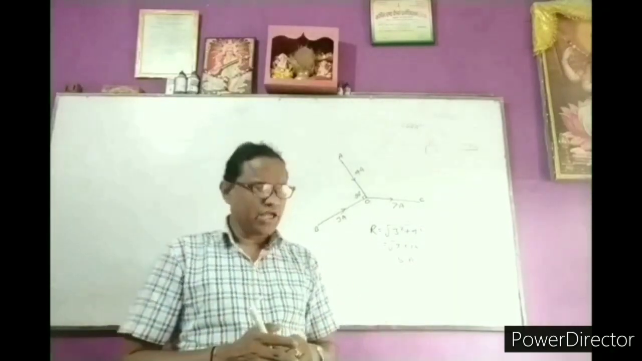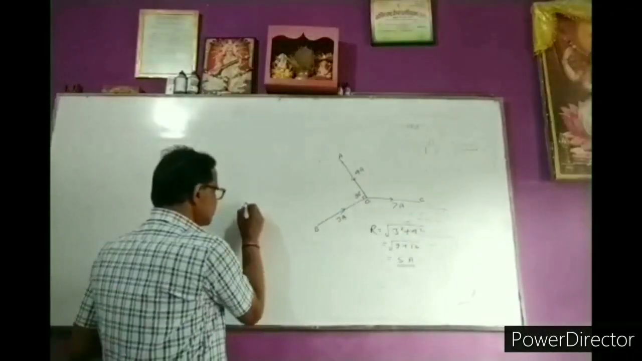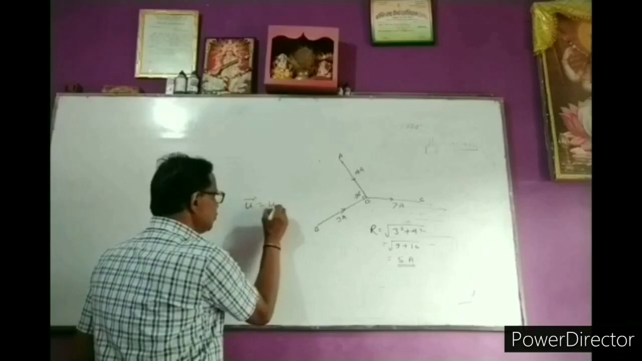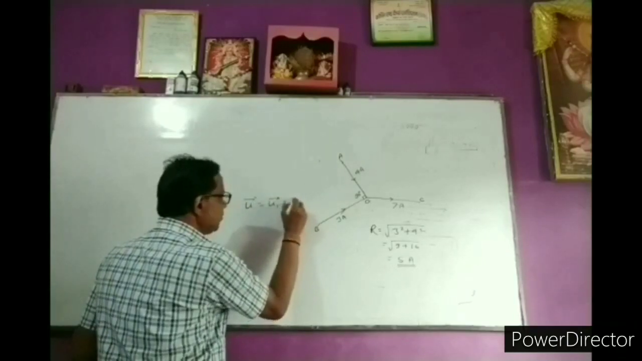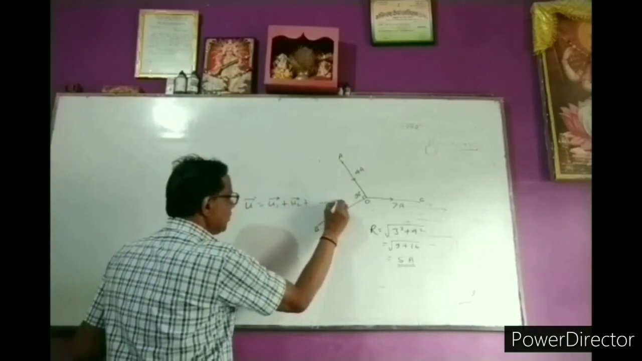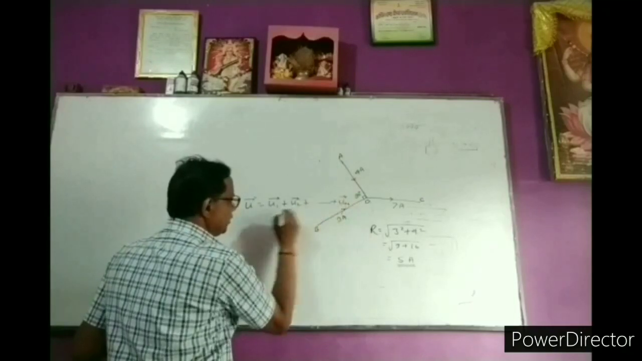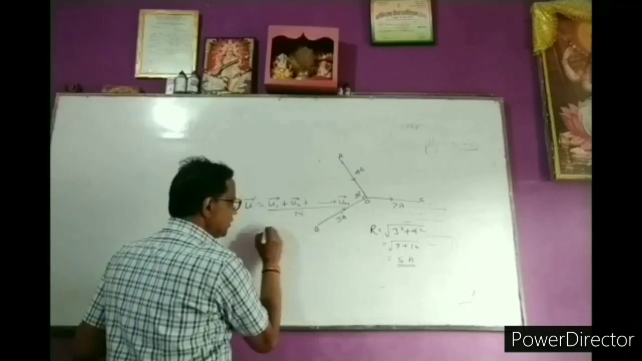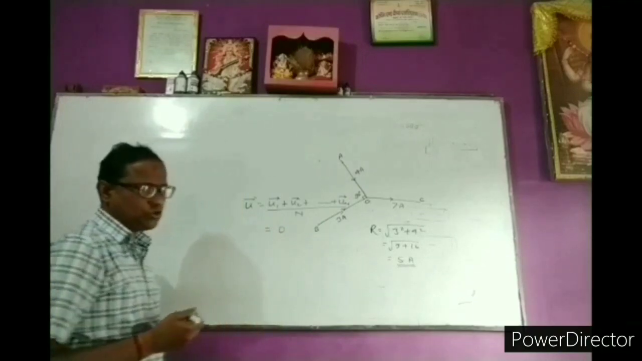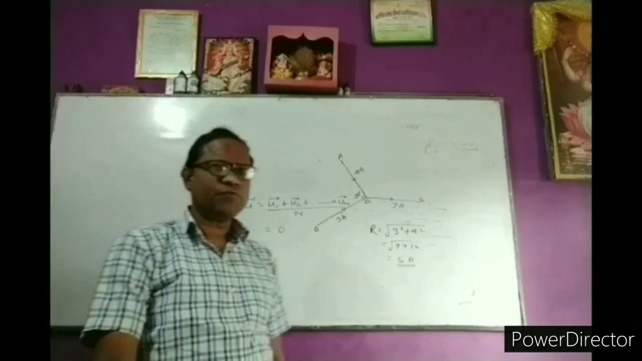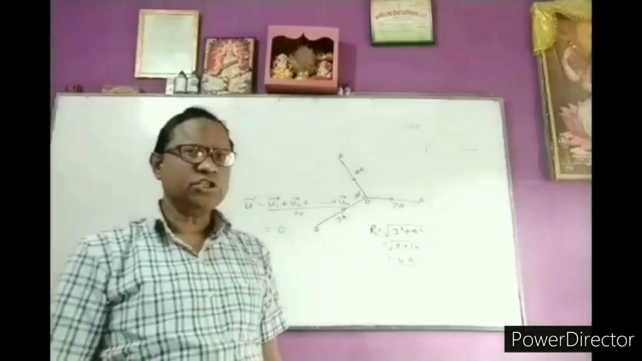Now let u1, u2, u3, up to uN be the velocities of N free electrons. So then average velocity u is equal to u1 plus u2 plus up to uN divided by N, is equal to 0. When average velocity of electrons is 0.